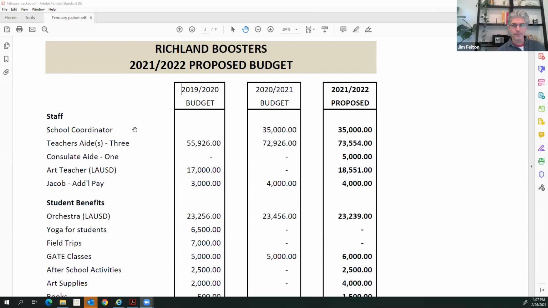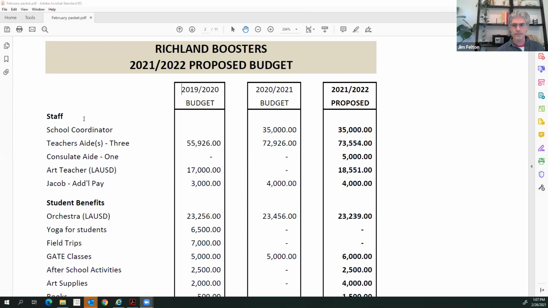So again, as Kate mentioned, I'm just going to talk about the individual categories, give an overview of what our thinking was behind it, and then obviously we'll open up to questions at the end. So the first item is staff, which we all agreed, especially in the hopes of going back to school in person next year, is really going to be a priority.